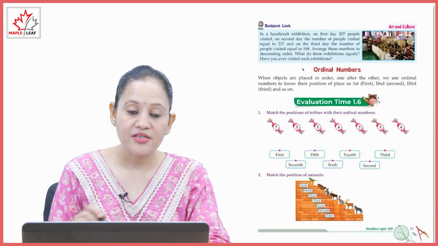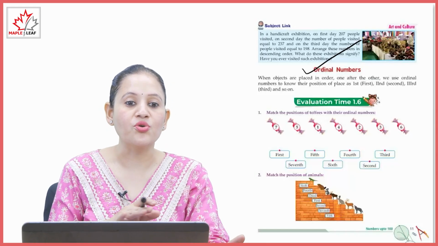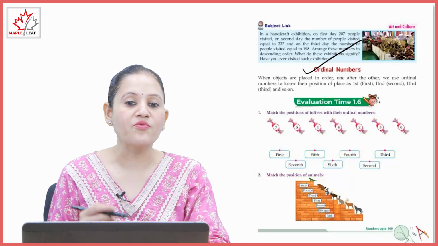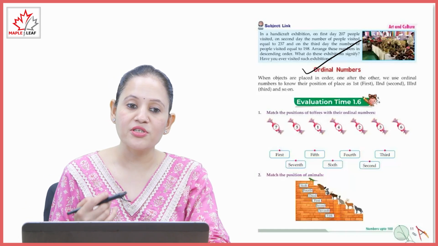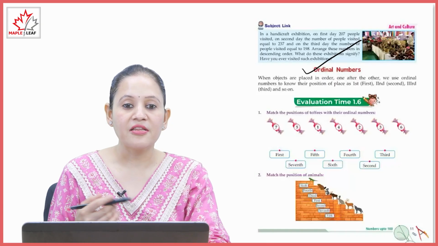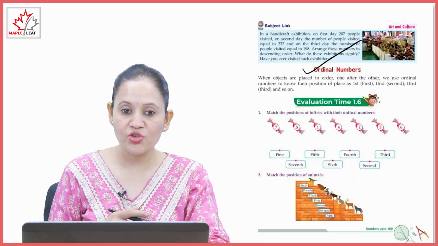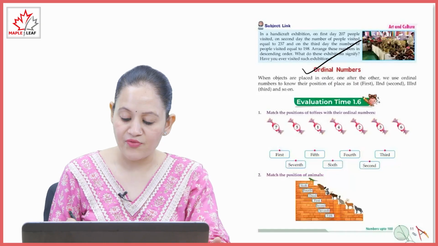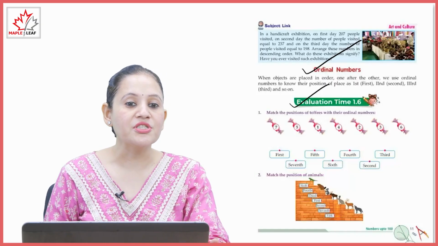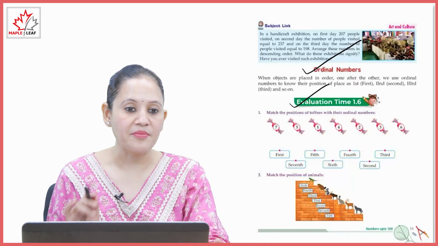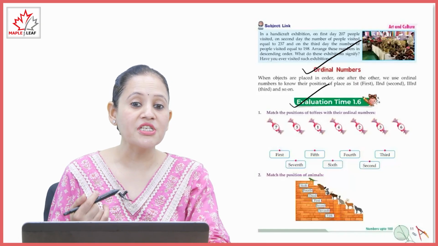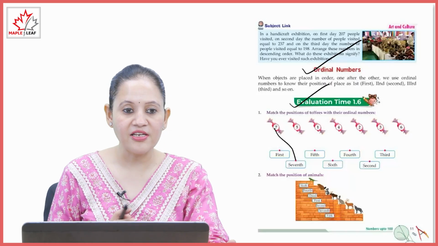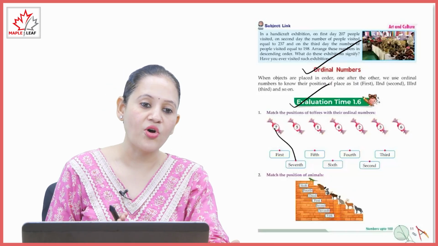ordinal numbers. So ordinal numbers are the number which shows us or tells us the order of something. When objects are placed in order one after other, we use ordinal number to know the position, like the place first, second, third. So ये क्या बता रहा है? Order. So these are called the ordinal numbers. Next is evolution time 1.6. Match the position of the toffee with their ordinal numbers. So 7 means position क्या हो गई? 7th. So we'll match with 7th. Clear? So we have to match the number with its ordinal number.